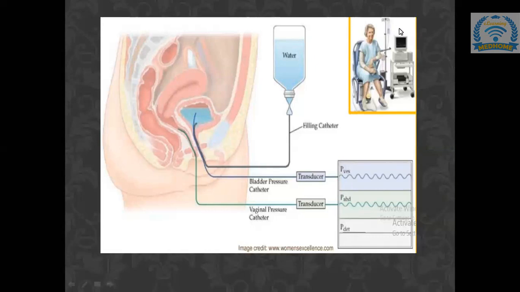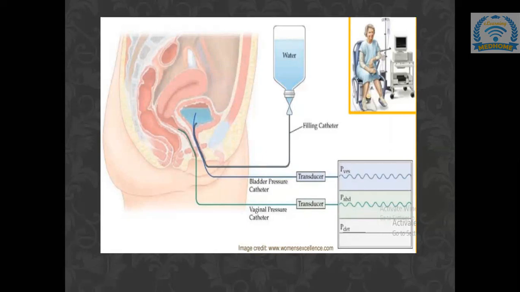Now, as you can see, this is the fluid. It is usually normal saline, lukewarm, which is started at a rate of 10 to 100 ml per minute. Now it has been started, this normal saline will be started for her, and pressures will be measured. The vesical pressure and also the abdominal pressure will start to be measured at the same time.